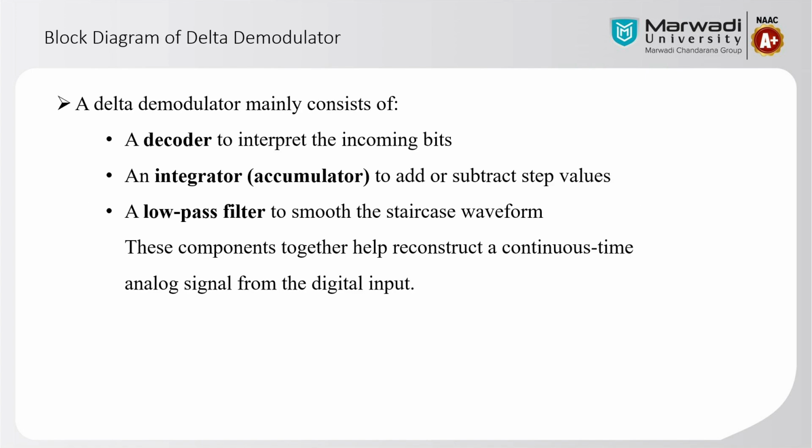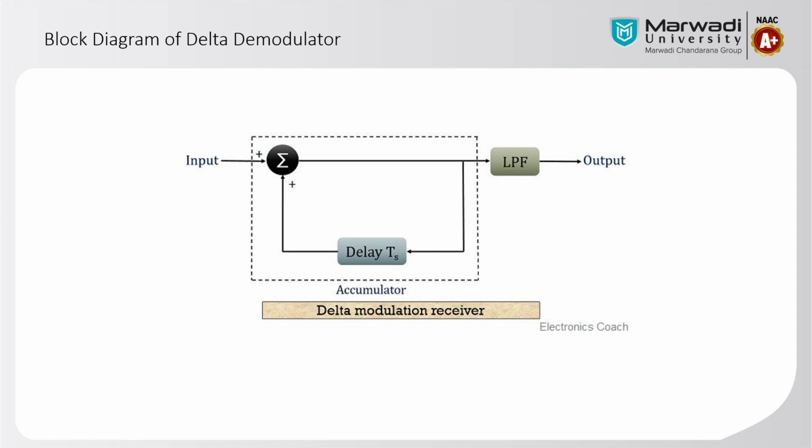Block diagram of delta demodulation. A delta demodulator contains three important blocks. First is the decoder, which interprets the incoming digital bits. Second is the integrator or accumulator, which adds and subtracts the step size based on the bit value. Third is the low pass filter, which smooths the staircase waveform. Together these three help convert the digital signal into a continuous time analog signal. This is an example of a block diagram of a delta demodulator.